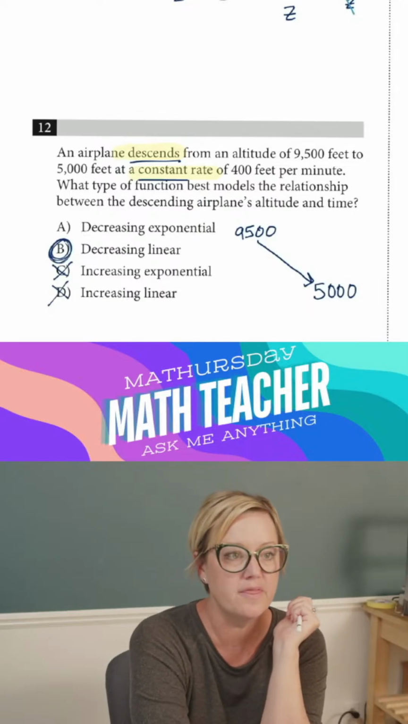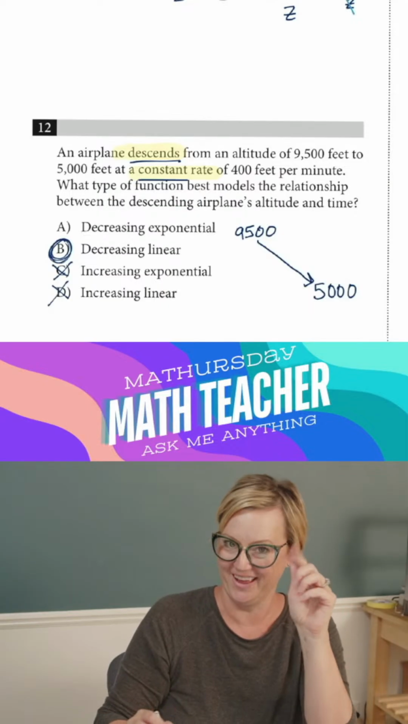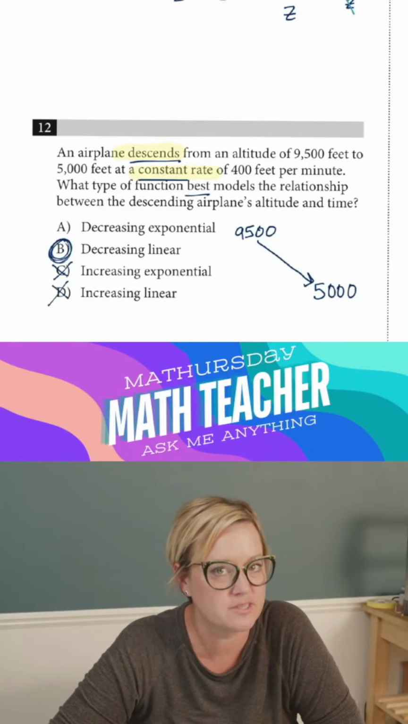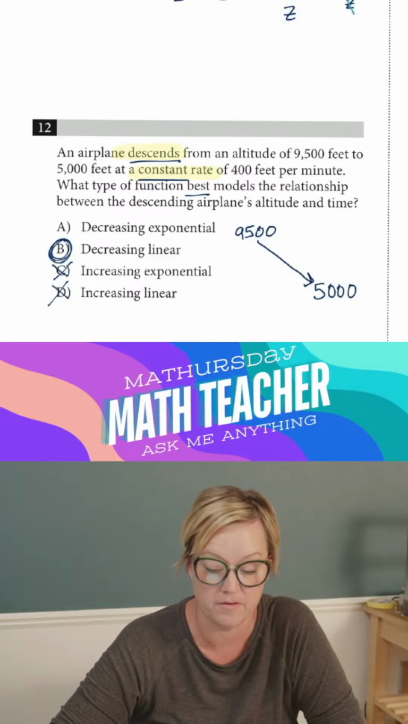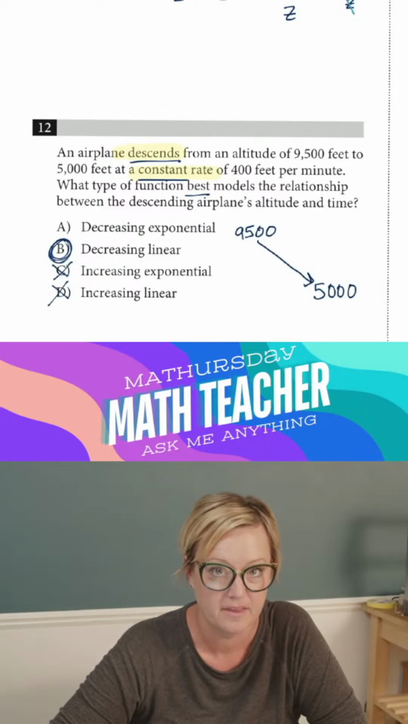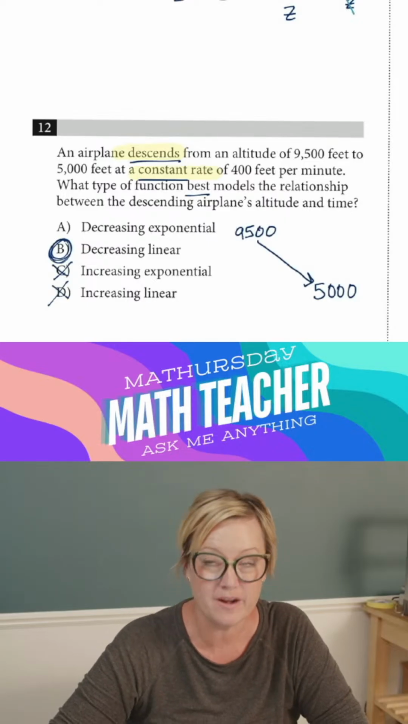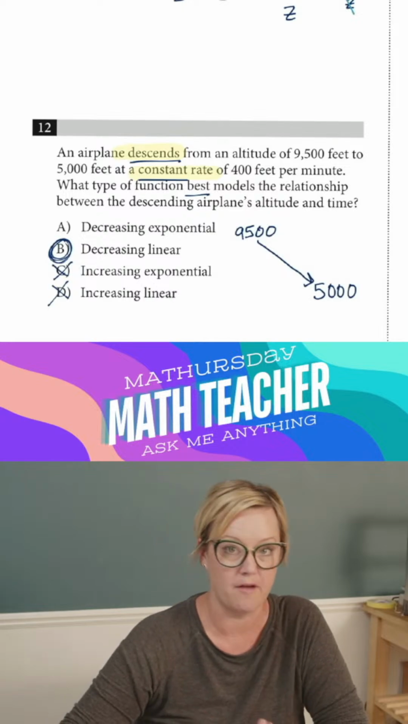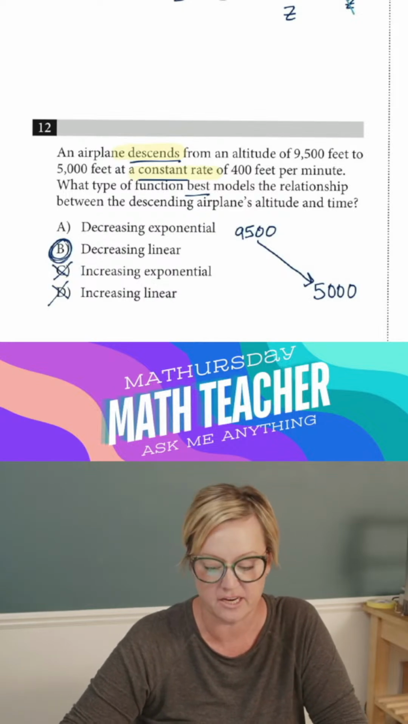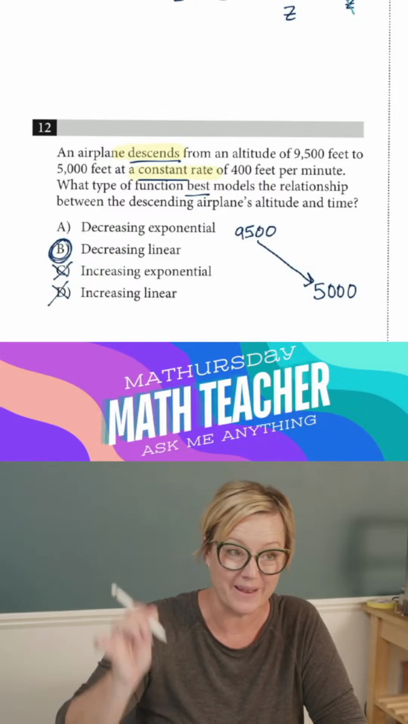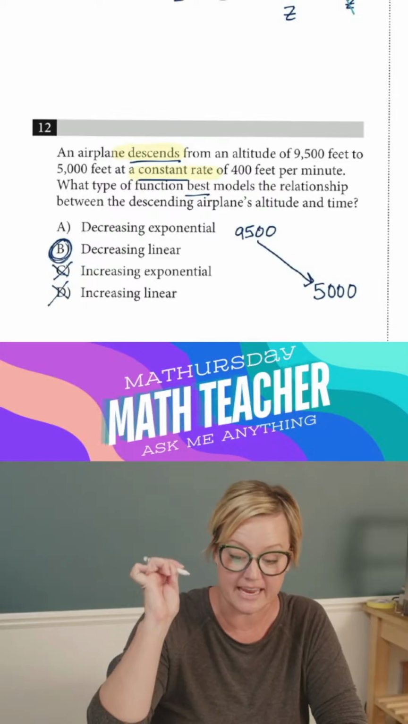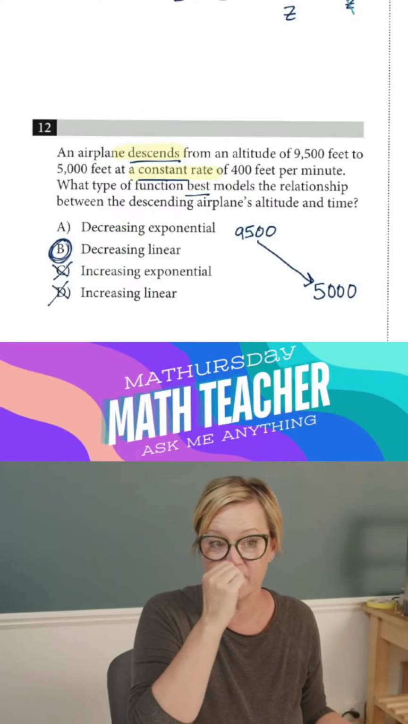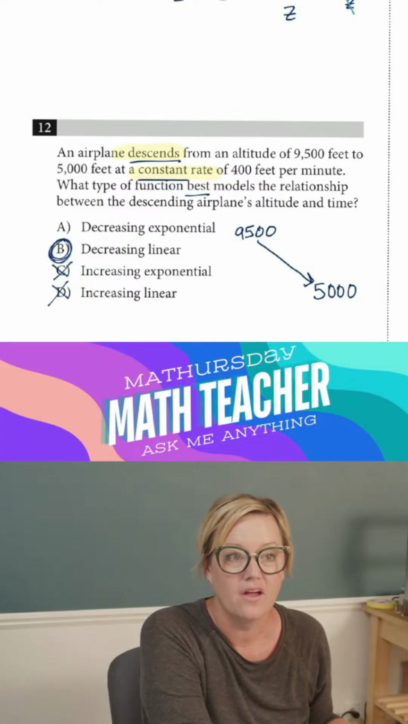Also, remember, it's the best model. The best model we have out of these four is decreasing linear. If the situation were different, if we were relying on actual information or the actual graph with wind resistance and all of that kind of stuff, sure, it may be more of an exponential, but in this specific case, it's saying it's descending at a constant rate between these two altitudes. It's decreasing linear. Okay. All right.